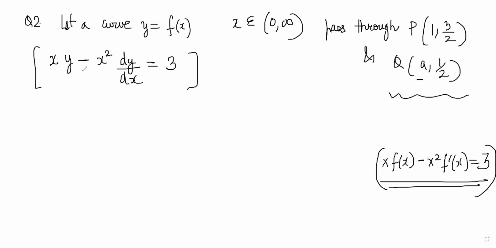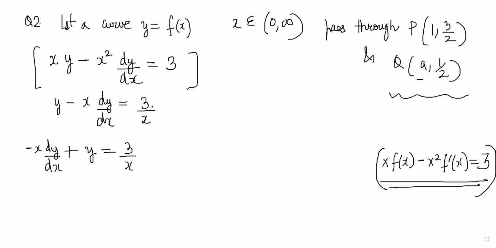You can do it in many ways. One way to do this is y minus x dy by dx is equal to 3 by x, right? Yes. So we can write it as minus x dy by dx plus y is equal to 3 by x, and divide by x also, and minus x actually. You get dy by dx plus y times minus 1 by x is equal to minus 3 by x squared, right?